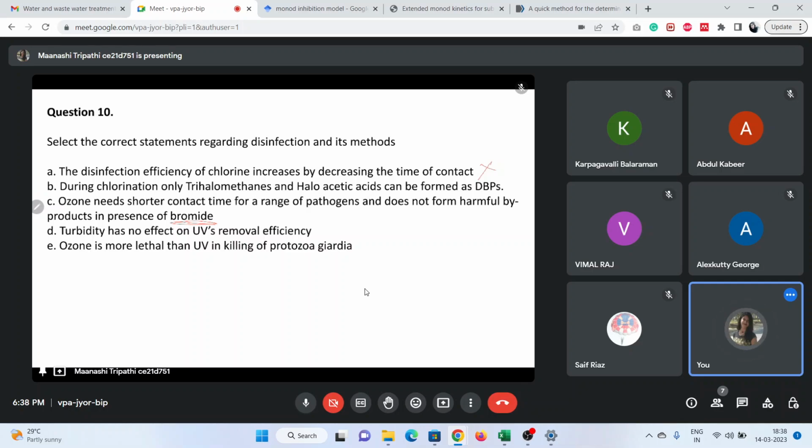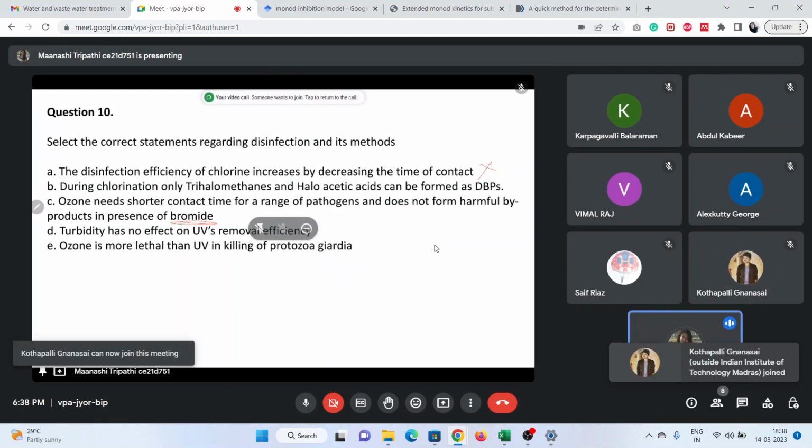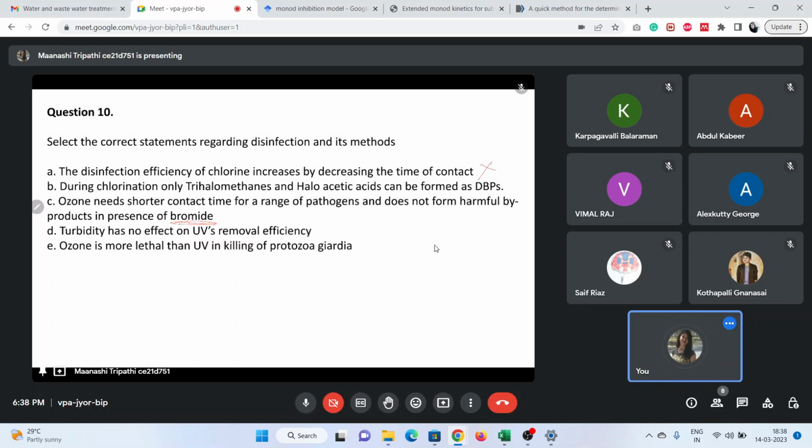Option D is turbidity has no effect on UV removal efficiency. So that is not at all possible. See, UV is light, right? So it should pass very nicely. If the water is turbid, what will happen? It will block the way. So there will be bacteria which will take shield in this turbid water. So there will be some effect.